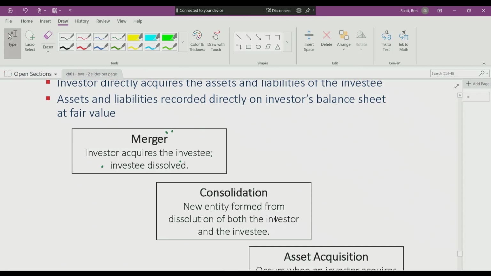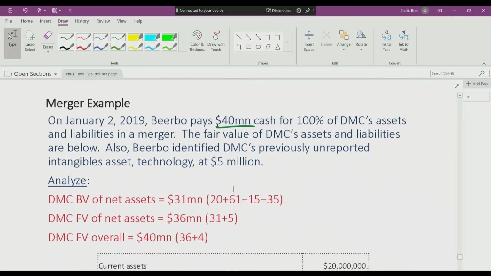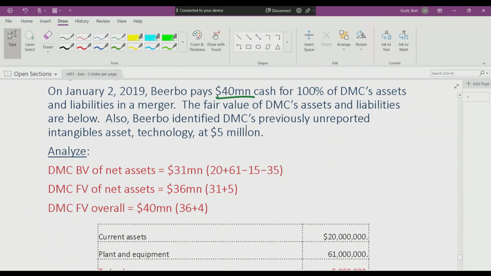Okay, so the merger is by and large the best form of control because the effect of doing that is we get rid of the target. The subsidiary, the investee, it goes away. Bye-bye. We take all of their assets and we bring them onto our books. Take all their liabilities, bring it onto our books. It's a pretty straightforward journal entry. So down below, I give you information where Beerbo pays $40 million to acquire 100% of DMC.